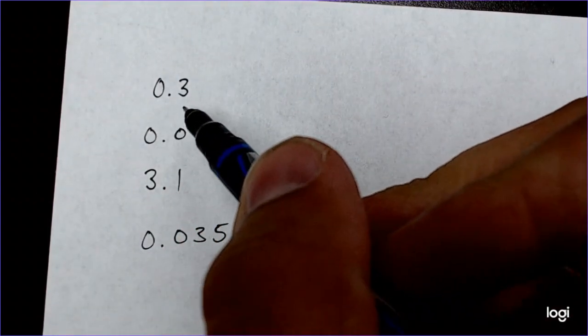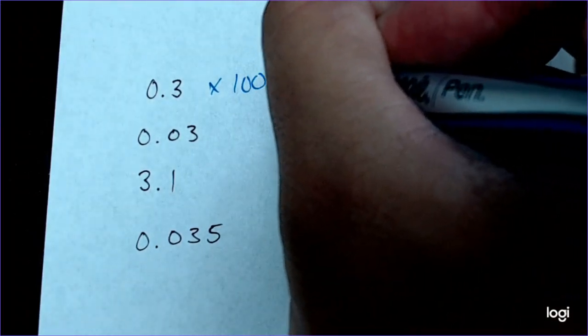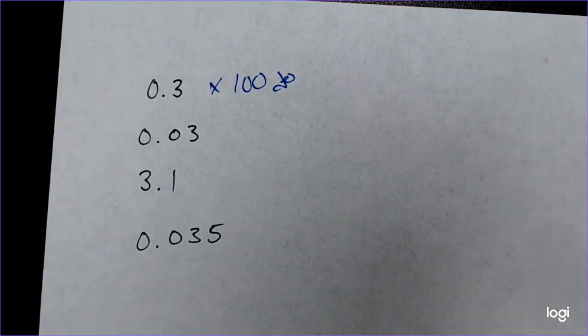All right, so percent means out of 100. So I've got a few different decimal numbers here, and I'm going to show you the different cases that we could run into when we have to multiply a decimal number to turn it into a percent. So first we got 0.3. So we're just going to multiply by 100%. We put the percent on there so that way we can have the percent label in our final answer.